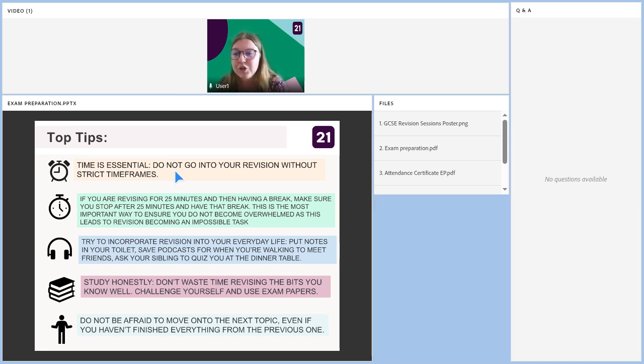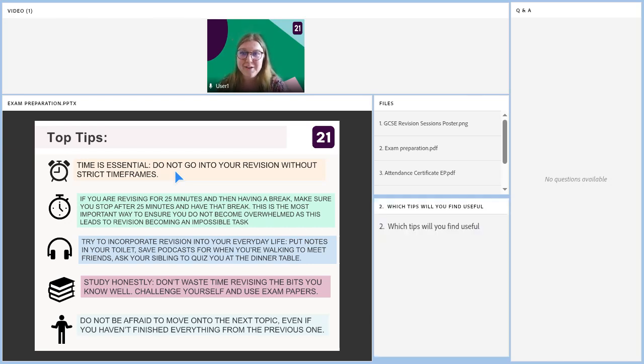Time is essential. Do not go into revision, please, without strict timeframes. Look after yourself. Otherwise, it's just like this never ending, this could go on forever, and that's just not good for our brains. If I went in to teach a lesson and there was no end to that lesson, it would be horrifying. Why do you do that to yourself when you're revising? Give yourself a time frame.